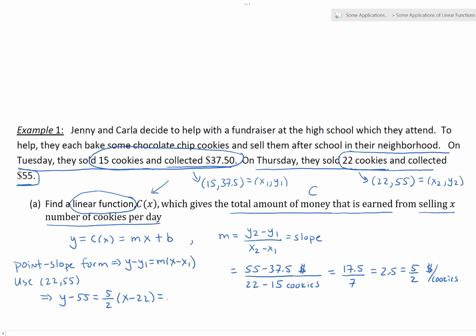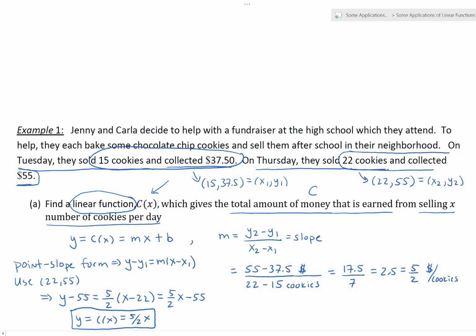Now, if you multiply out the right-hand side, that's the same thing as saying 5/2 x minus, notice 22 over 2 is 11 times 5 is 55. And then if I simply add 55 to both sides of that equation, I get my function formula. C of x is equal to, y is 5/2 x. So there we go. We've got the formula now.